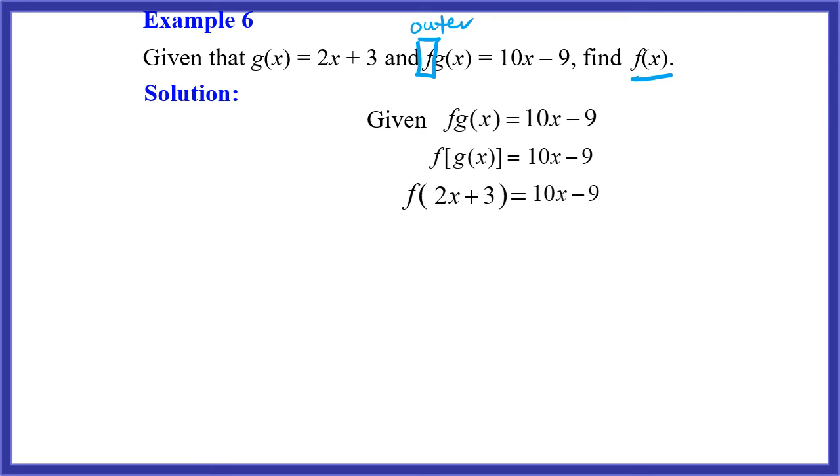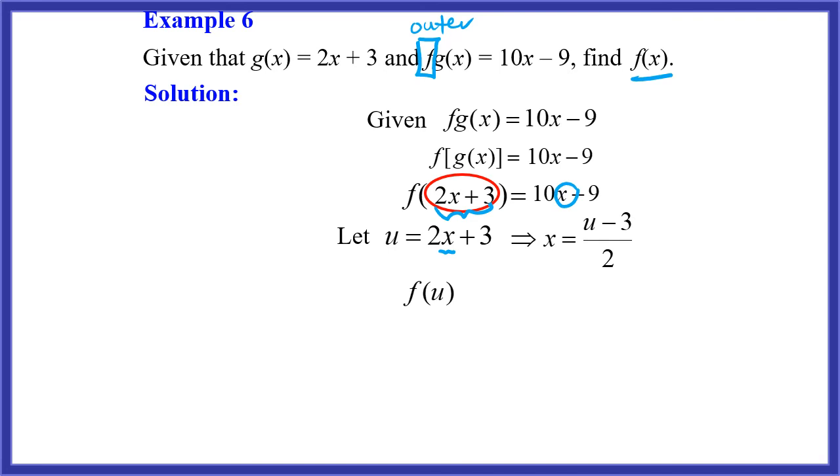Here what we need to do is to replace this with one variable only. Let's say we let u equal to 2x plus 3. So this x we have to replace in terms of u, because the left side is in terms of u, which means the right side also needs to be in terms of u. So we let x be the subject: x is actually equal to (u minus 3) over 2. So the left side is f of u, and the right side is equal to 10 of (u minus 3) over 2, minus 9, right?